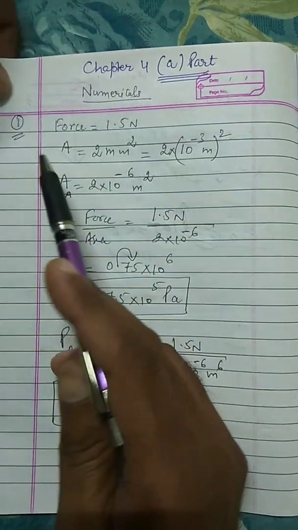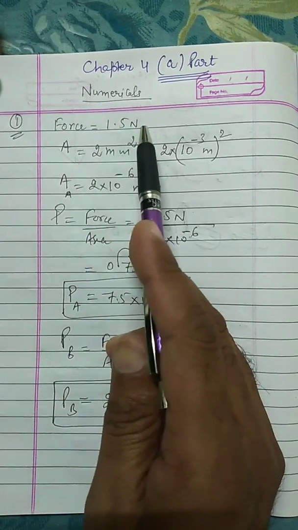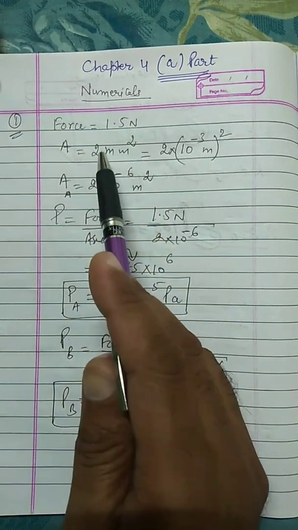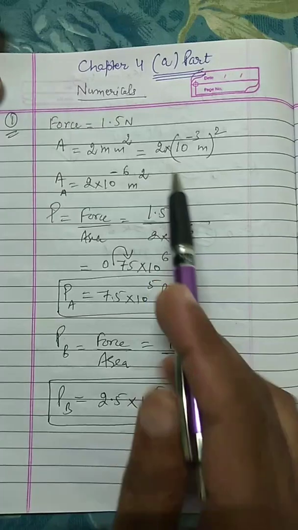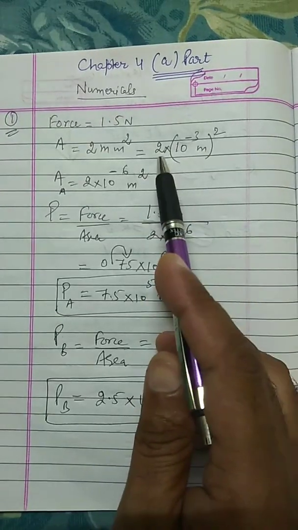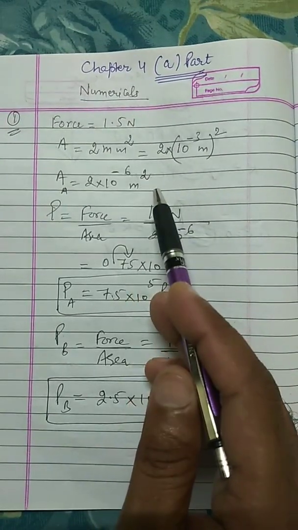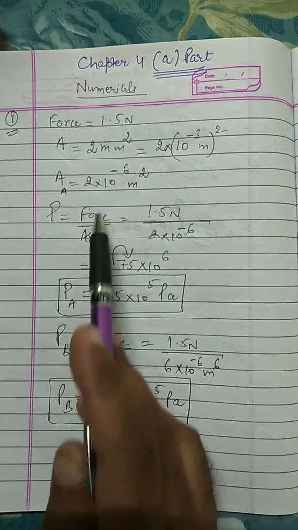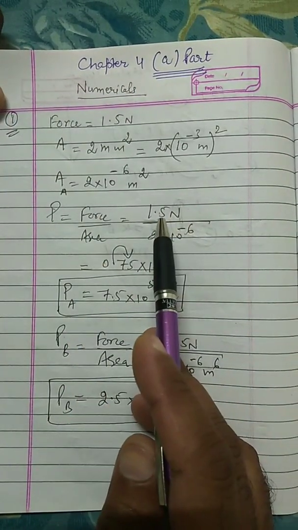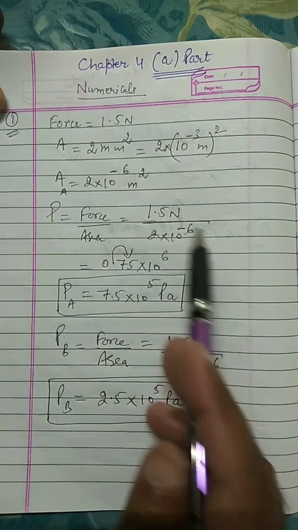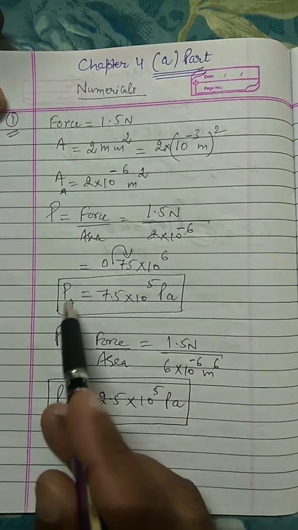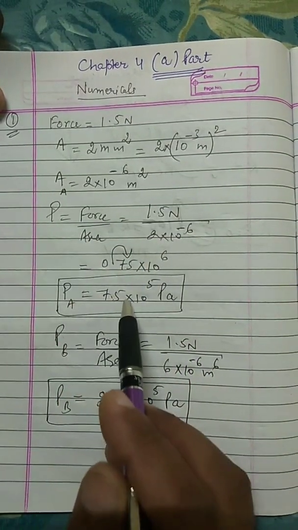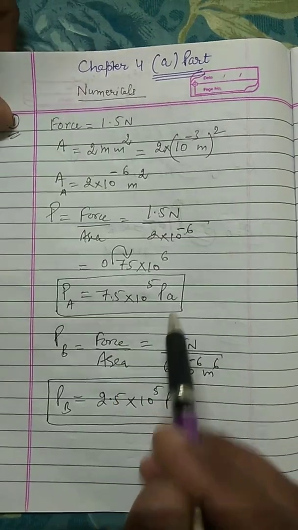In the first numerical, the force 1.5 Newton is given, and the area is 2 millimeter square, which you can convert into meter square, so it will be 2 into 10 raised to power minus 6 meter square. Pressure is force upon area. Force is 1.5 Newton, then substitute the value of area, and you will get the answer, that is 7.5 into 10 to the power 5 Pascal.